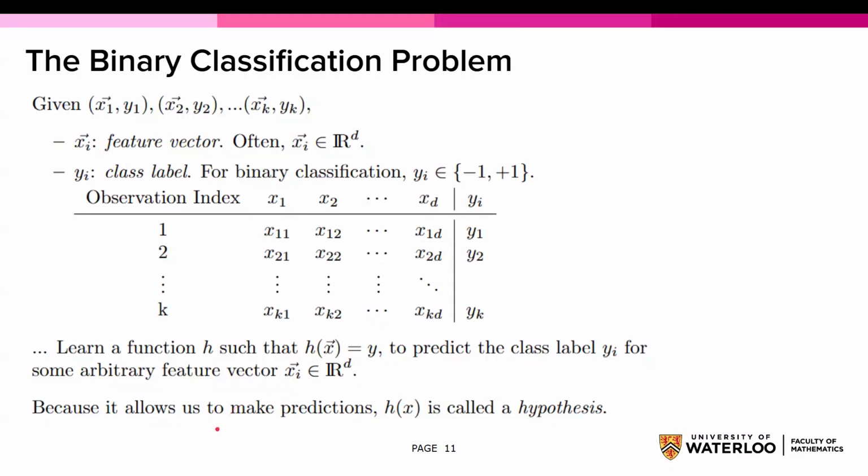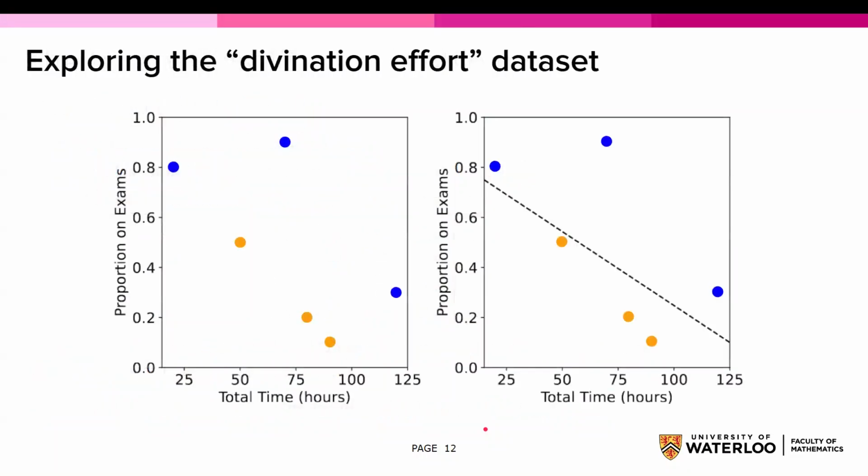And so because it allows us to make predictions, this function h of x is called a hypothesis. So how can we learn this hypothesis? Well, an indispensable first step is to explore the data to find out if we can discern any patterns. This will tell us a lot about what kind of classifier we might need. If we spot something simple, we might not need machine learning at all. A heuristic might do the trick.